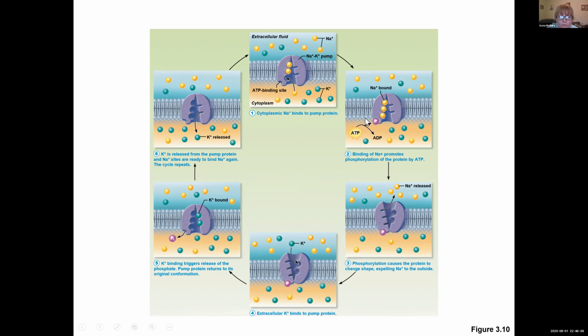This promotes phosphorylation of the protein. You see how a phosphate group is attached from ATP. So here we're using ATP energy. When this happens, the protein changes its shape and releases sodium outside, right? Now, from outside, potassium binds to the same protein. This causes release of the phosphate group and the protein goes back to its original shape, and then potassium is moved in and released. So that's our sodium potassium pump. Sodium out, potassium in, using ATP. And this is primary active transport.